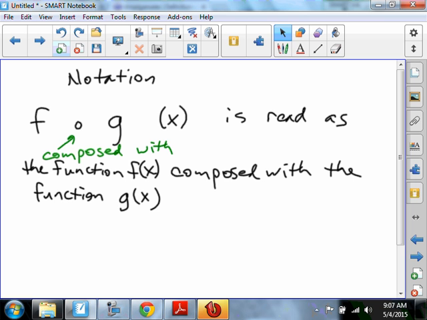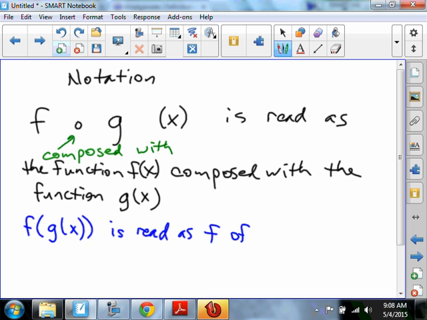Different textbooks, MyMathLab, the printed homework, different things will use different notation. A notation that I prefer is this notation. f left parenthesis g left parenthesis x is read as f of g of x. And it means the same thing as f composed with g of x.